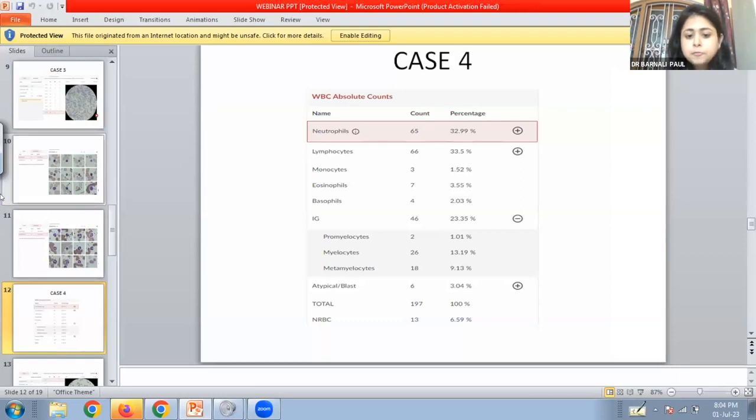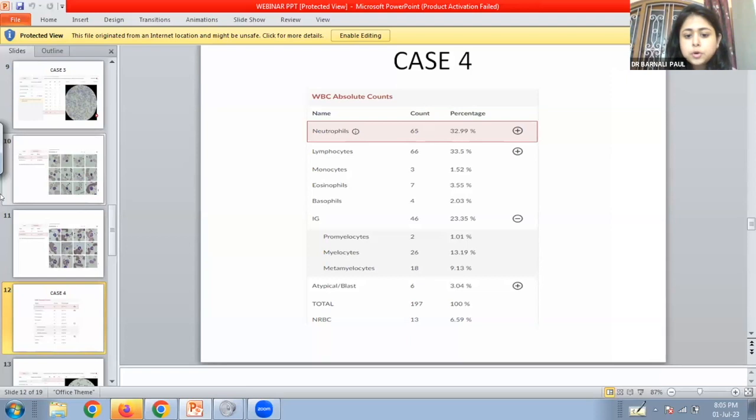It had also reported few atypical or blast cells, but there were no blast cells in this particular case. Maybe the lymphocytes or few of the distorted cells were picked up as blast cells. So the good part of this particular device is that the corresponding images are also shown along with the count. So any pathologist can just see the images and give the accurate report as to what all cells are seen, and if any blast cells are present, or if any other cell has been interpreted as blast, that can be corrected by the pathologist.